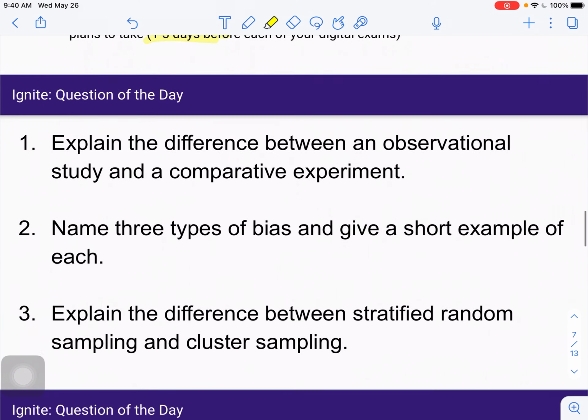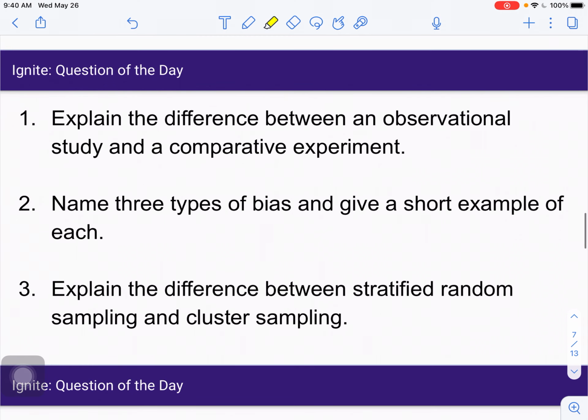Okay. All right, so next up is the question of the day. I have 3 different questions that hit on a few of the things we've been talking about, or that we were talking about much earlier in the year. So I'm going to read them to you, and then if you want to pause the video, write out your responses, and then you can come back for the answers.